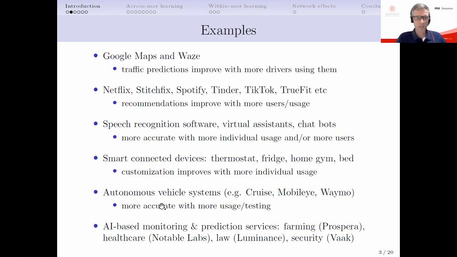Another example is smart connected devices. One difference between some of these examples is that with Google Maps, the type of data-enabled learning is largely across users. The more other users there are, the better the predictions I get when I use Google Maps. That's different from smart connected devices, where you might have a smart thermostat which is learning my individual preferences for what temperature settings I like, and then automatically giving those to me. That's much more based on individual or personalized learning. So we're going to distinguish between this across-user learning and this within-user learning.